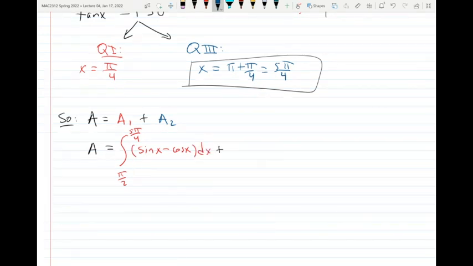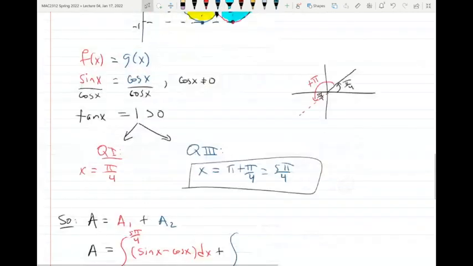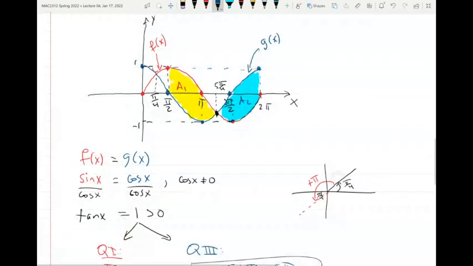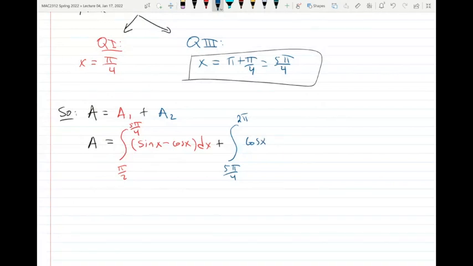And then plus, now the other integral is from where to where? From 5 pi over 4 to 2 pi. And this time, who is on top? Function g, which is cosine. That'll be cosine minus sine. Are we okay with this?